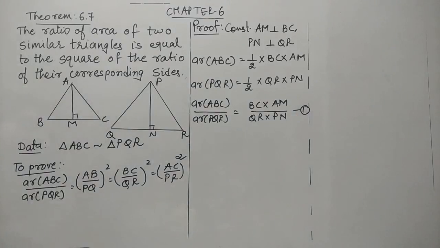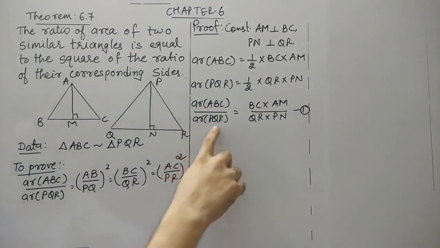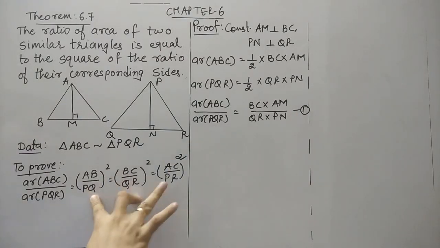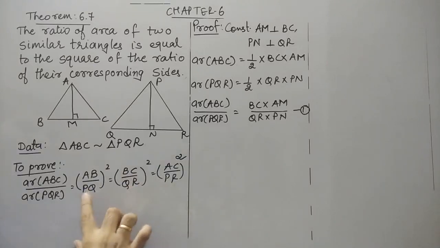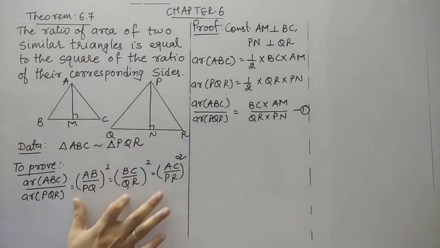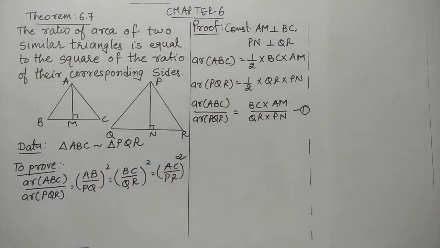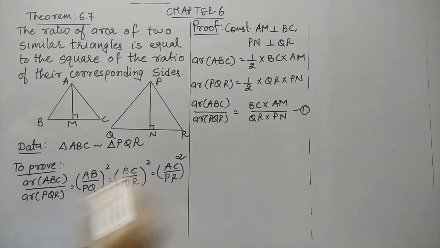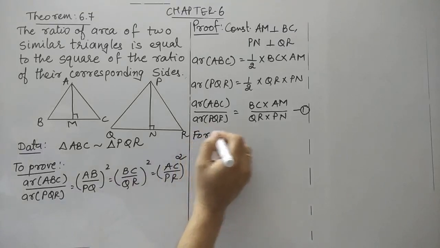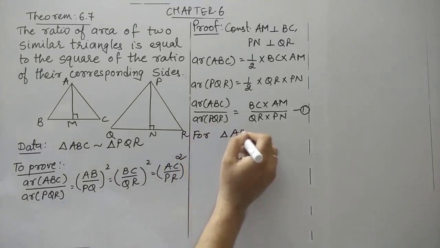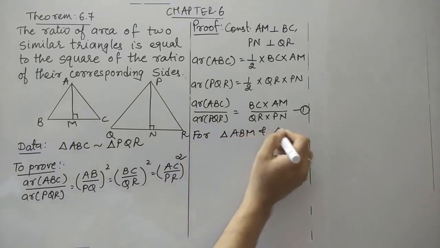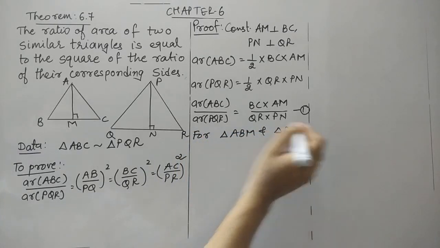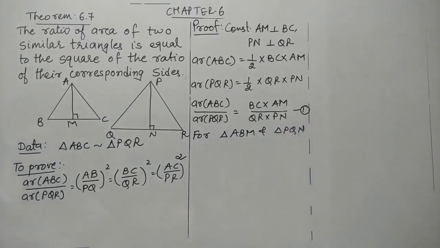Now what we are going to do next: we require just one of these, and the rest can be automatically obtained by using the similarity. Now, to prove this, let me first show the correspondence between triangle ABM and triangle PQN. It is quite easy to show the correspondence.